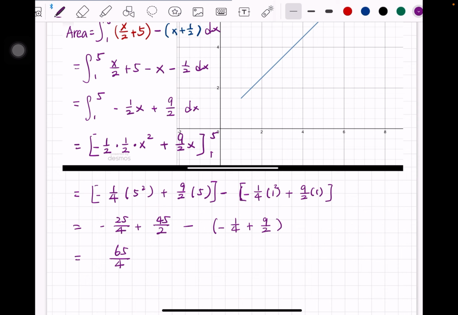Where 45 over 2 becomes 90 over 4, so that's how I got 65 over 4. And then 9 over 2 becomes 18 over 4, minus negative 1/4, so that is how I got 17 over 4. Adding them, I got 48 over 4, which is equal to 12.